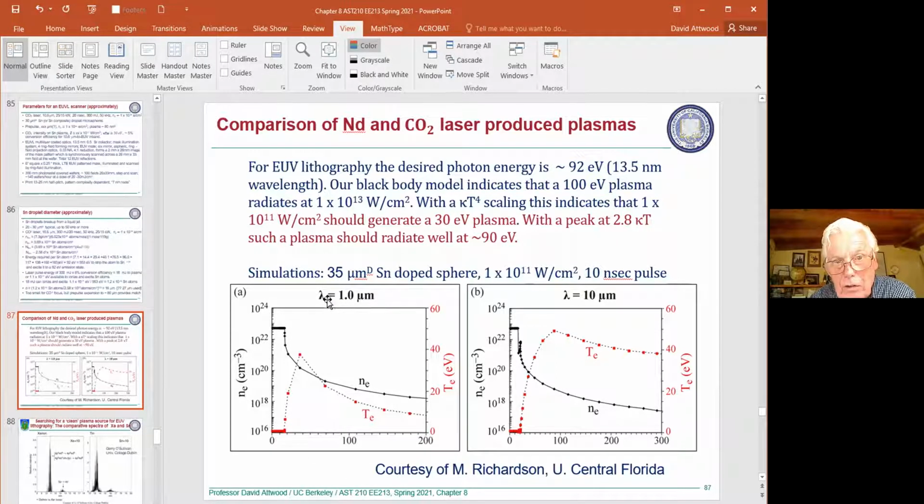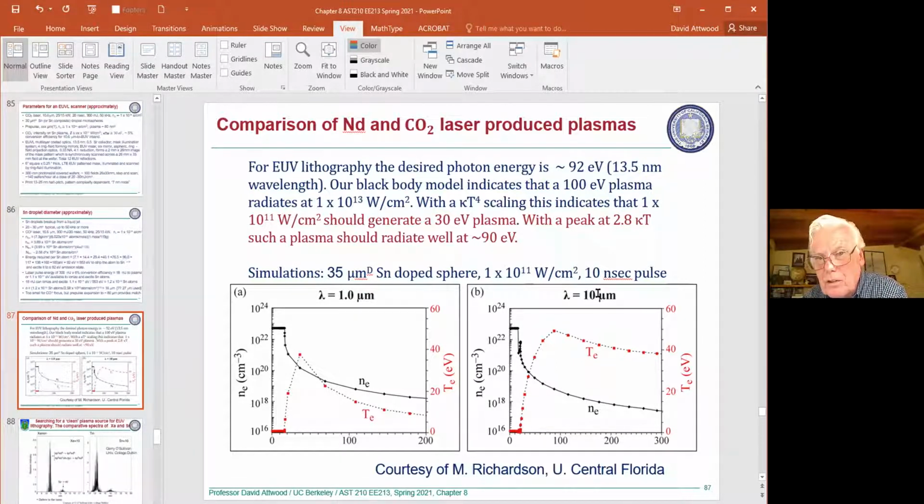Here they're showing this for neodymium. The critical density for neodymium would be 10 to the 21. That's right here. At that electron density, they're showing a temperature of a little bit above 30 eV, but the light is being absorbed all the way in at these lower densities. And again, these are lower intensities, 10 to the 11th watts per centimeter squared. So absolutely no nonlinear processes, okay? No stimulated scattering.